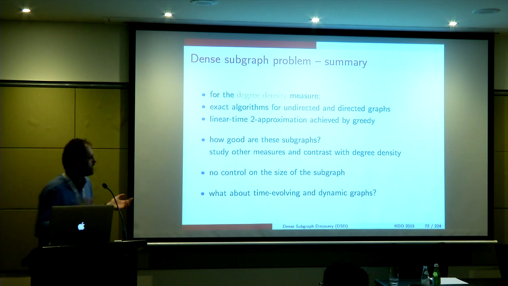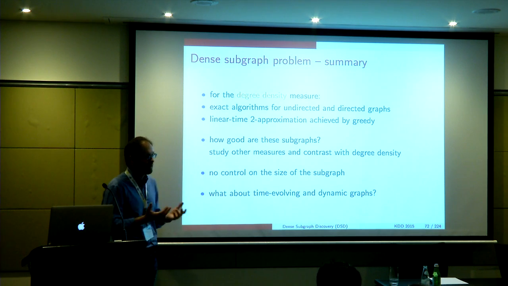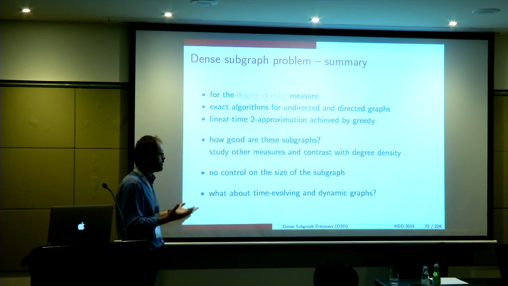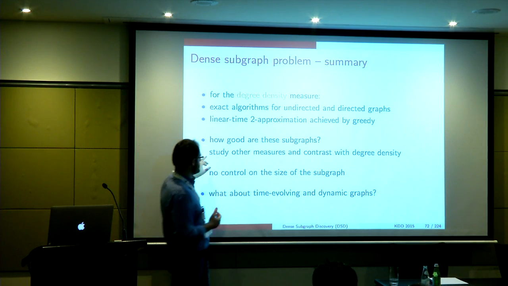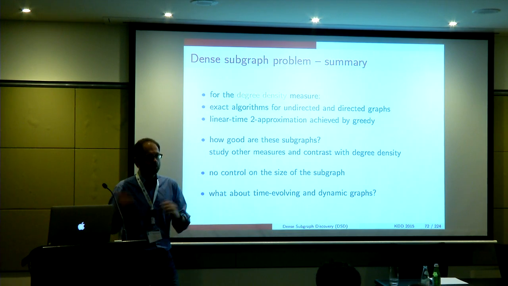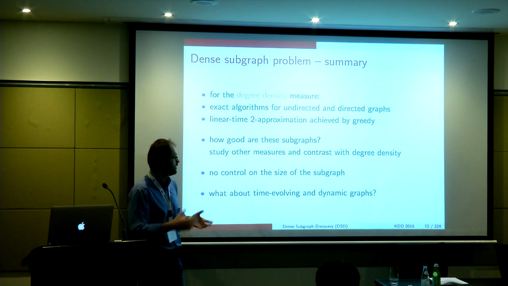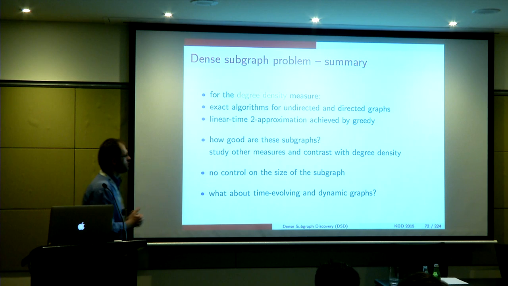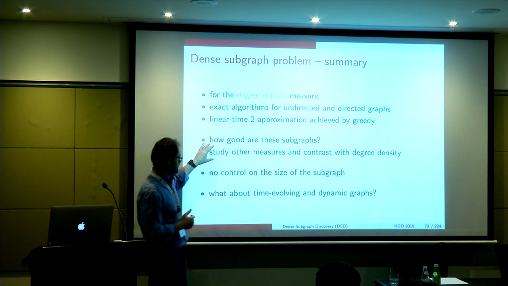So the question is, is this degree density a good definition? We would like to find this out. How are we going to find this out? It will be by studying other measures, for example the quasi-clique or the k-core or the edge ratio that I talked about before, and try to compare them from an application point of view or using different techniques, right? So this is of interest.